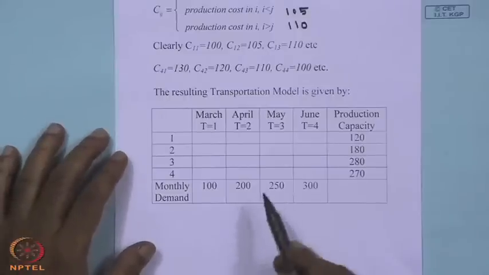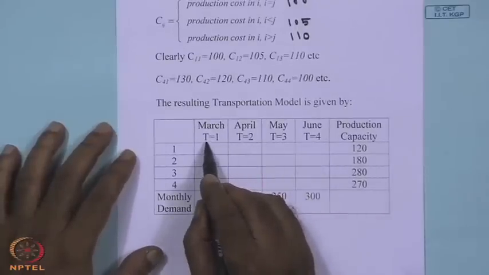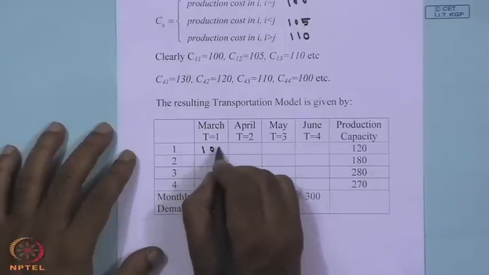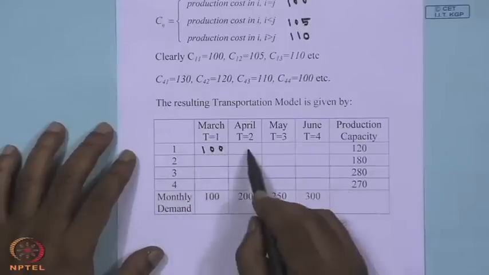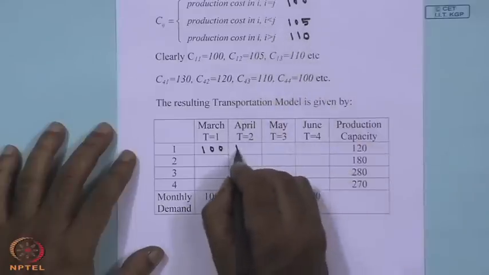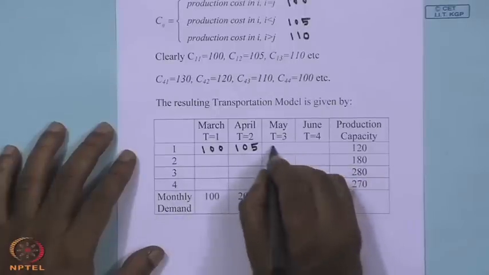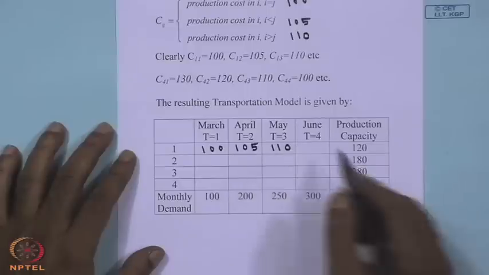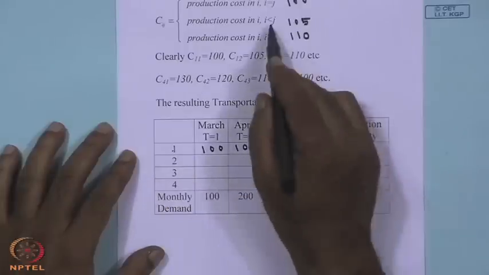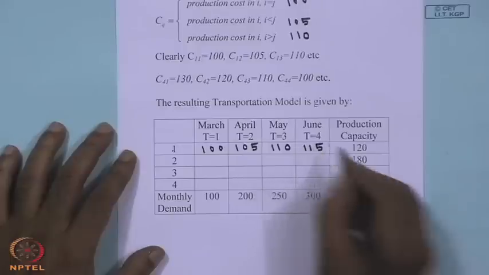Now, what would be the transporting cost? Cost means you are transferring the umbrella. So, the cost of the umbrella is C i j. Whenever it is 1 comma 1, that is i equals j, in this case it will remain 100. Then C 1 2, that is i less than j, means 105. Similarly, for the next one, i is less than j, so 5 rupees more will be added. And for 1 comma 4, again i is less than j in the third consecutive month, so 5 rupees more will be added.